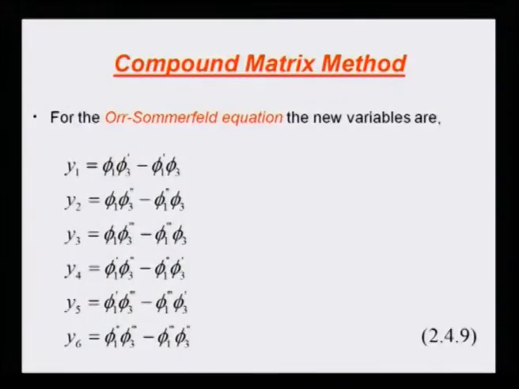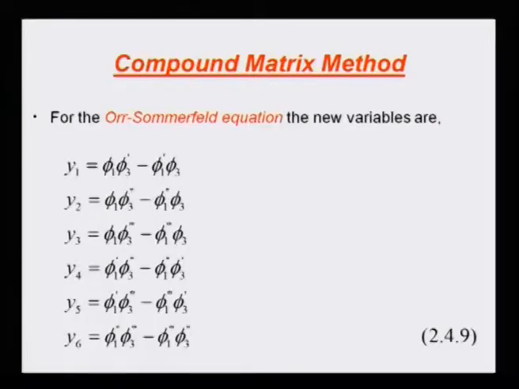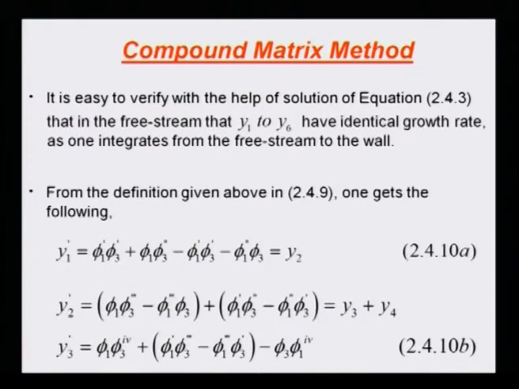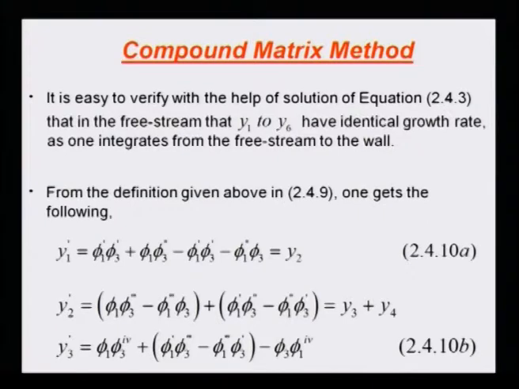So, what happened? Well, we are paying a bit of a price because we started off with a 4th order ODE, and here we are introducing 6 variables. What about their governing equations? Well, the governing equations can also be worked out from the definition itself. See, y 1 was like this, right? I will just show you a couple of them and then leave the rest to you. You can work it out.